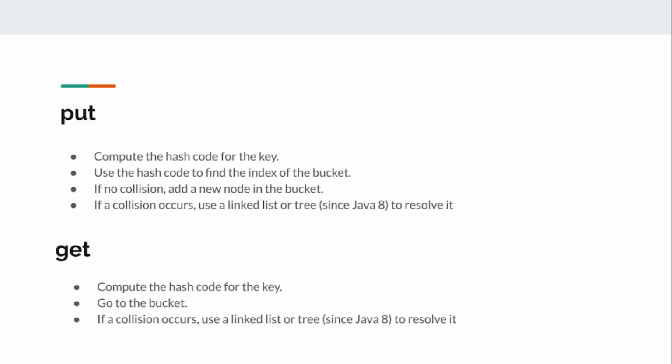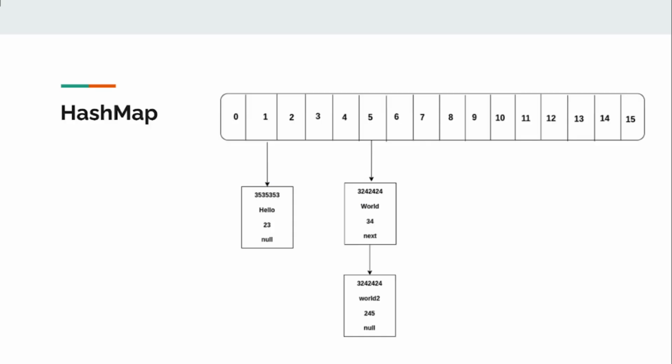So for put, we compute the hash code for a key. We use the hash code to find the index of the bucket or the array. If there is no collision, we add the new node. If there is a collision, we use a linked list or tree since Java 8 to resolve it. So I'm assuming now things are making much more sense.